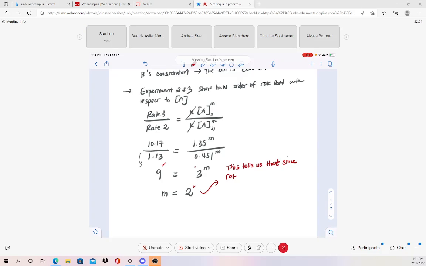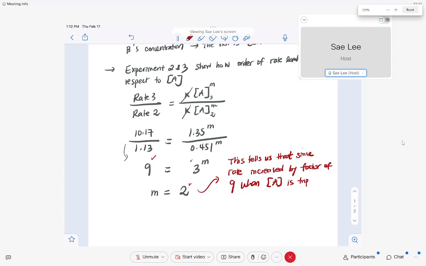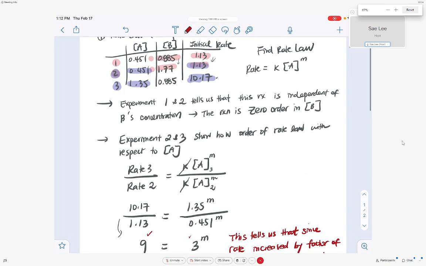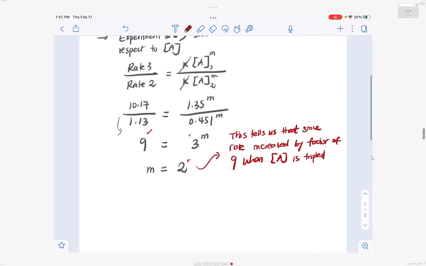Since the rate increased by a factor of... when concentration A is tripled, okay, when you tripled the concentration of A, the rate increased by a factor of 9. The rate law is second order in A.